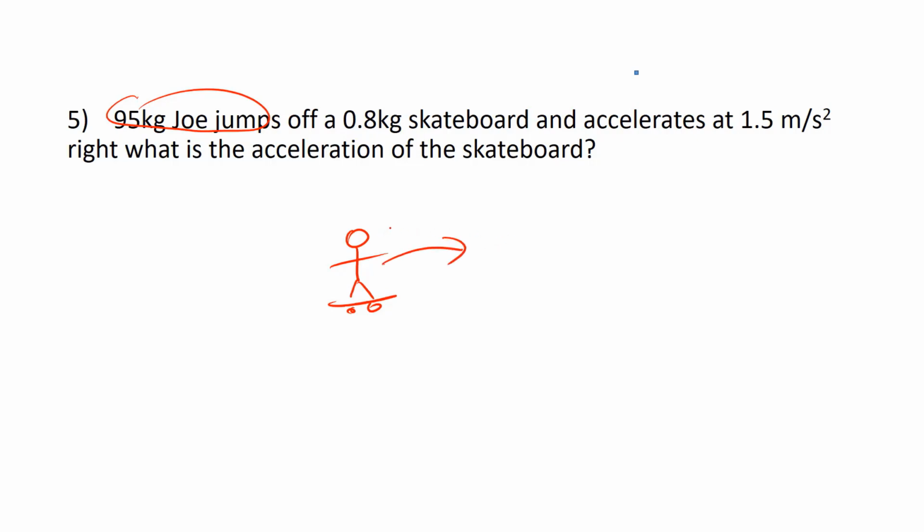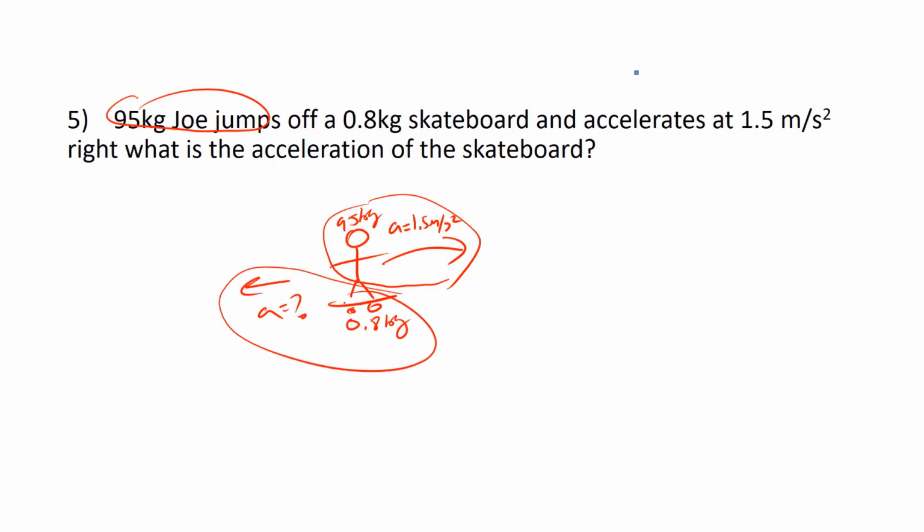And when he jumps off to the right, Joe is going to accelerate at 1.5 meters per second squared. And he's 95 kilograms. And he's standing on a skateboard, which is 0.8 kilograms. And we're concerned with what is this going to be? And once again, we know it's going to be the opposite direction. And this turns into a Newton's second law, because in this problem, we're going to be using Joe's mass and the skateboard's mass and Joe's acceleration to find this acceleration.